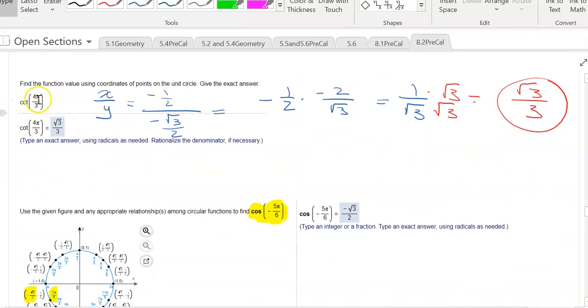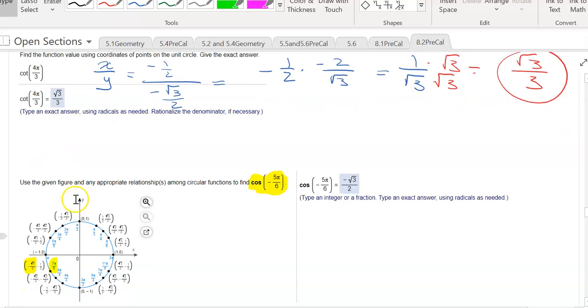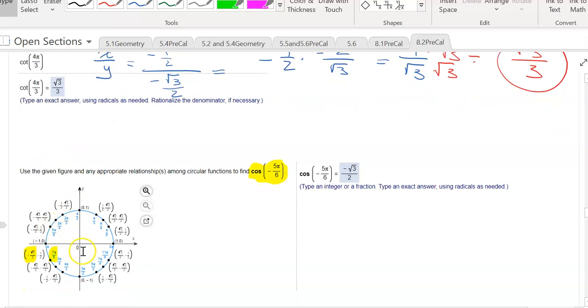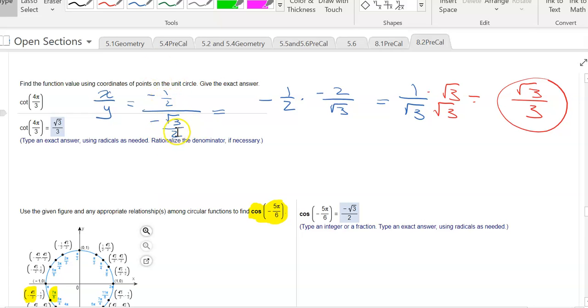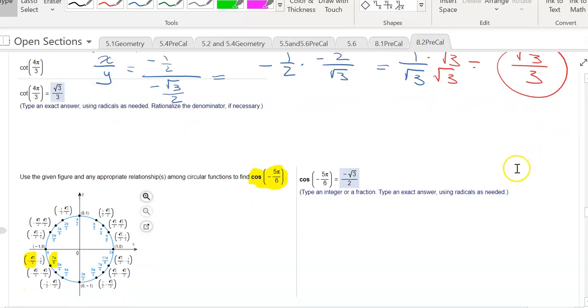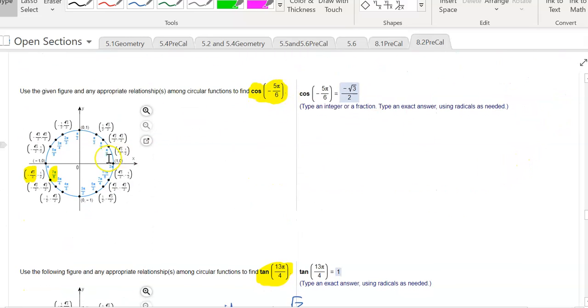Cotangent, so we're going to 4 pi over 3, and we'll just use this one over here. So 4 pi over 3 is here, so we're using these values. So x over y, so that's negative 1/2 over negative root 3 over 2, and we just simplify. So there we go. Here, negative 5 pi over 6, so we're traveling in the negative direction.